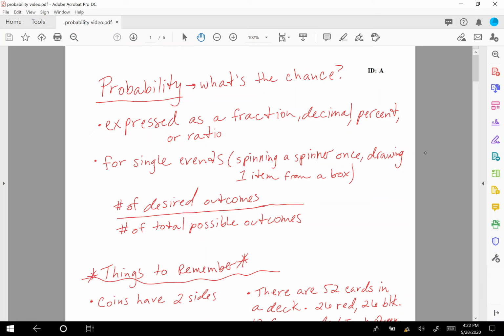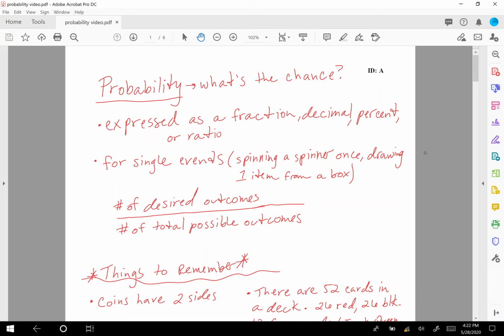The first kind of problems that we're going to do right now are for single events. So that's like if you spin a spinner one time, or you draw one item from a box, or you take one card from a deck of cards, things that you're only doing one thing, okay? And the way that the probability for these events is expressed is the number of desired outcomes.